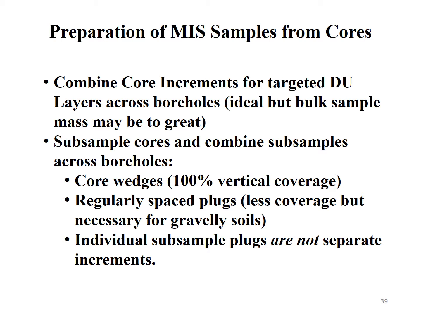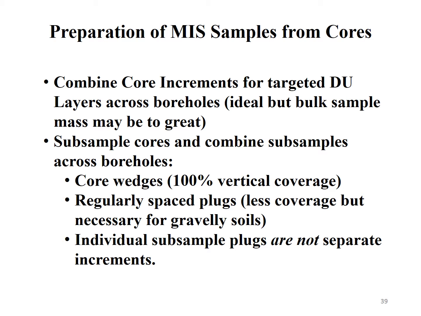Combining the full 30 cores from each subsurface DU layer typically results in a much larger combined increment mass for each DU layer than a lab could handle. So, as I mentioned, field subsampling is commonly necessary to prepare MIS samples to send to the lab. Subsampling subsurface cores for non-volatile contaminants is generally not as complex as subsampling for VOCs. For a non-volatile contaminant investigation, cutting a small wedge along the entire core length of the DU layer may be a good and fast option.